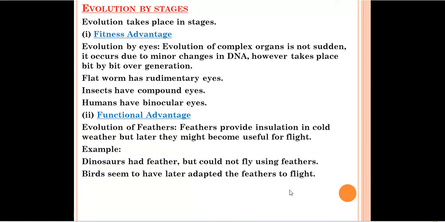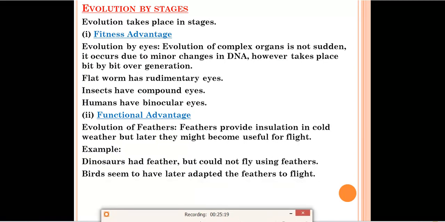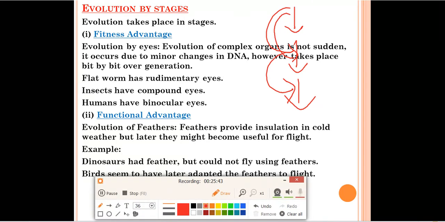Next, our topic is evolution by stages. Evolution takes place in stages. It will not take place from top to bottom. It will take place step by step. Some changes will be made over there, some changes will be made over there. After that, these changes will continue. Like this, it will take place in stages. The first one is fitness advantage.